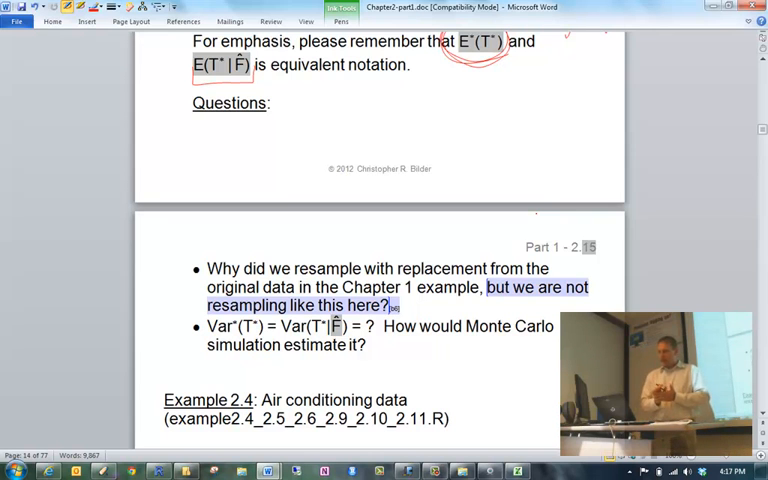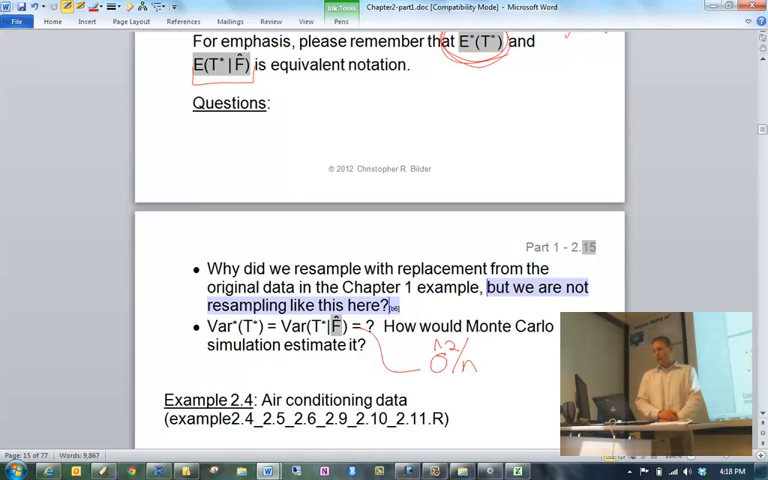And then second here, the variance of T star given F hat. What is its value? We've already basically given it. Sigma hat squared divided by n. Okay.